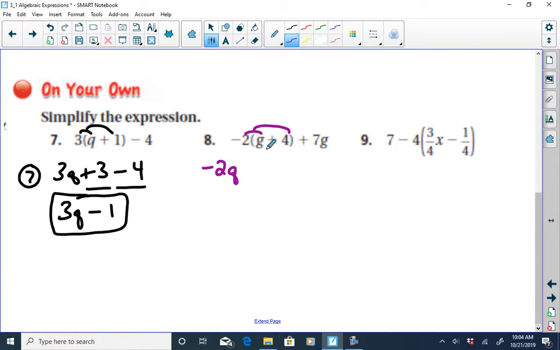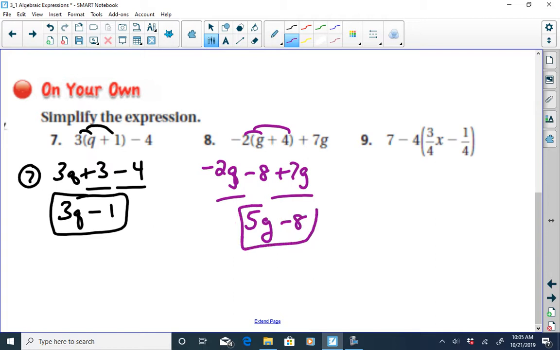Problem 8, I use the distributive property, -2 times g, -2g, so those are g's, and -2 times +4, that's going to be -8, but we still have that 7g. My like terms, the -2g and 7g, it's going to be 5g's. And then we have -8. There's my simplified expression.